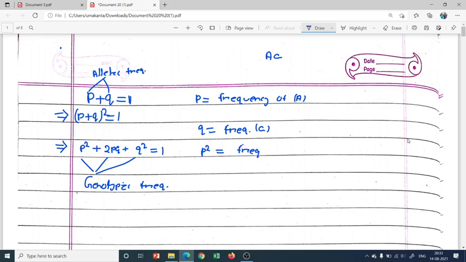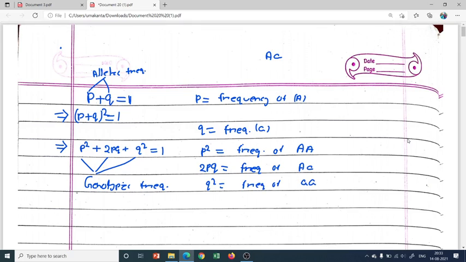the frequency of homozygous dominant capital A, 2pq is the frequency of capital A small a, and q square is the frequency of homozygous recessive small a small a. Okay, this much we know.